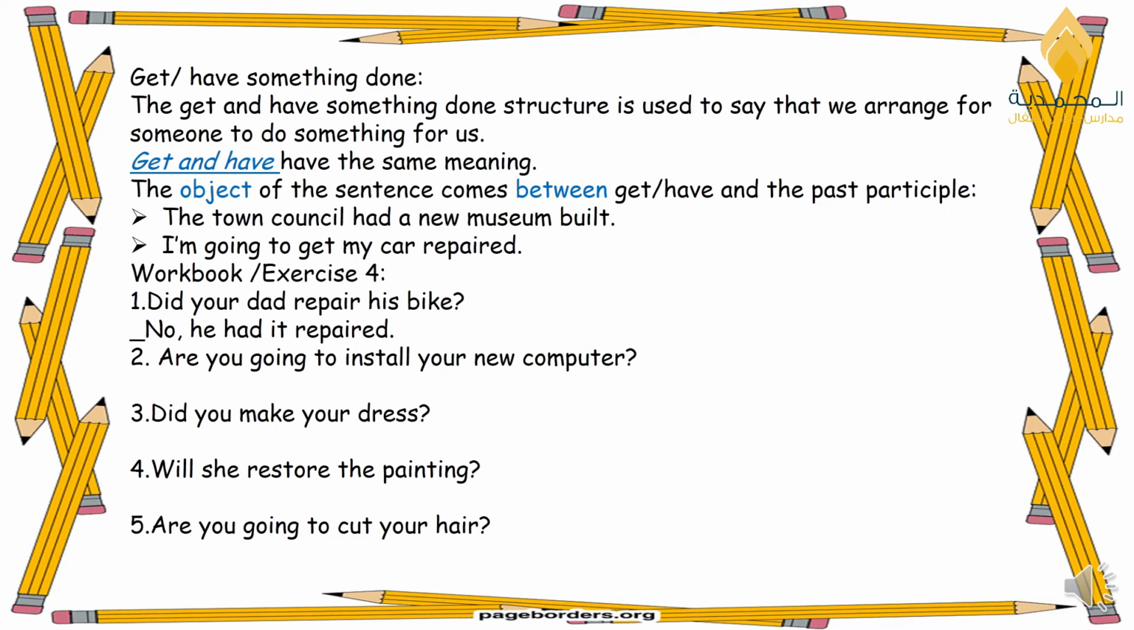Number 2, are you going to install your new computer? What do you think here? What is the tense that I have to use according to this structure? I have to say no, I'm going, because here we had the question in the present continuous, so you have to answer in the present continuous. I am going to have the new computer, or it, installed by a friend who is a technician. The verb 3 from install is installed.